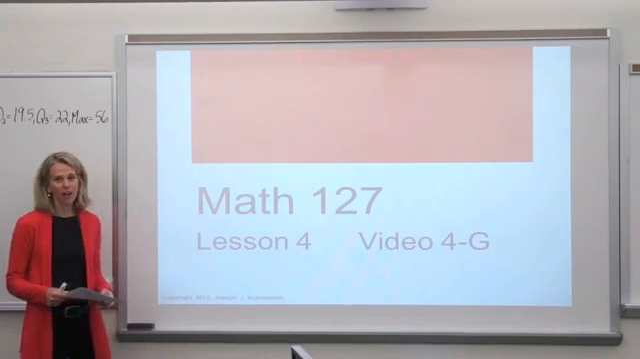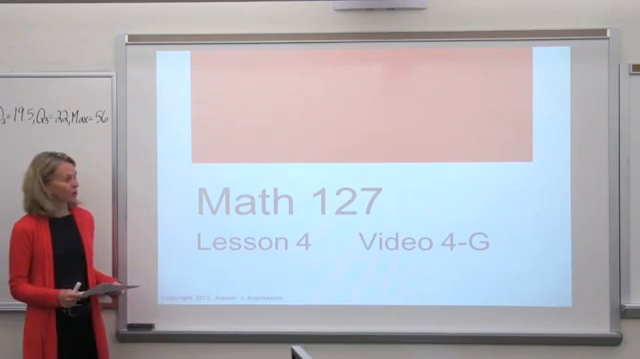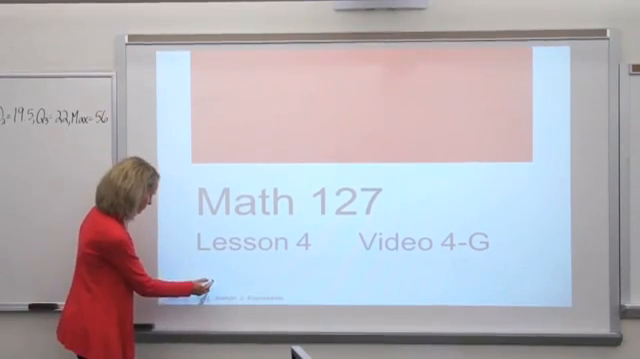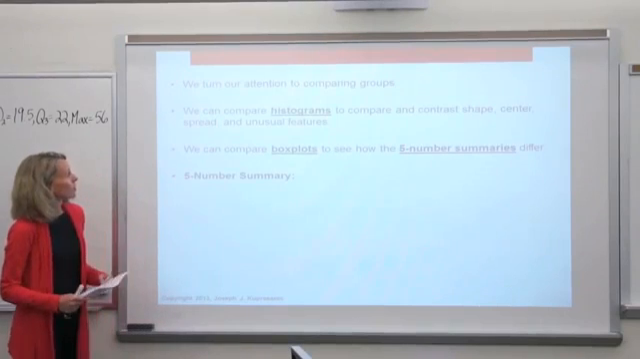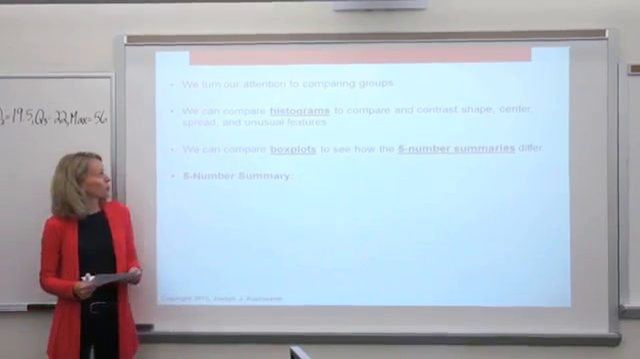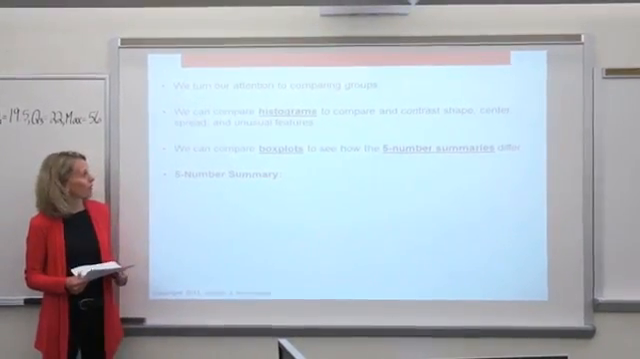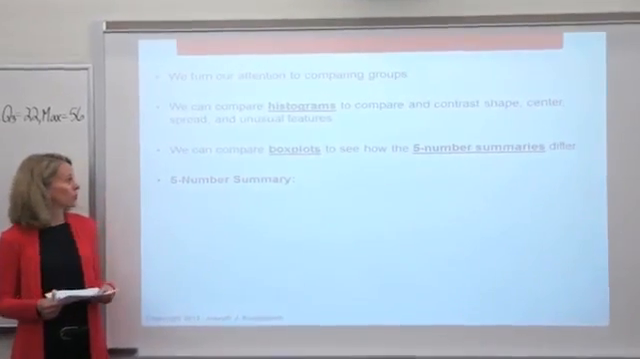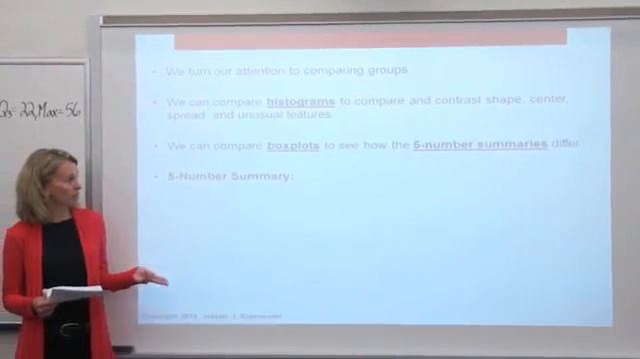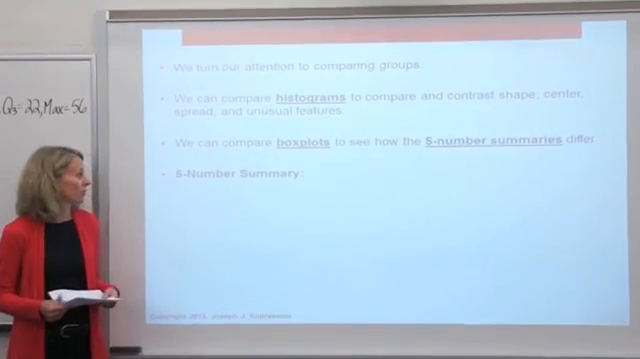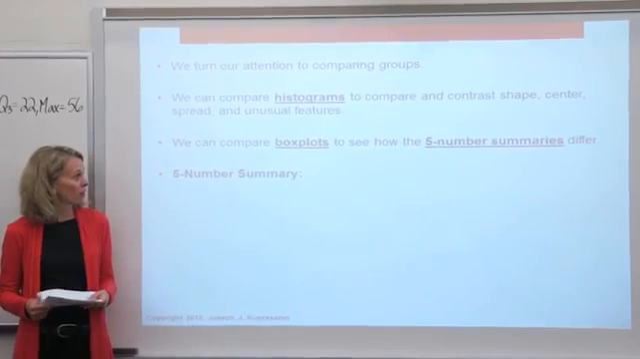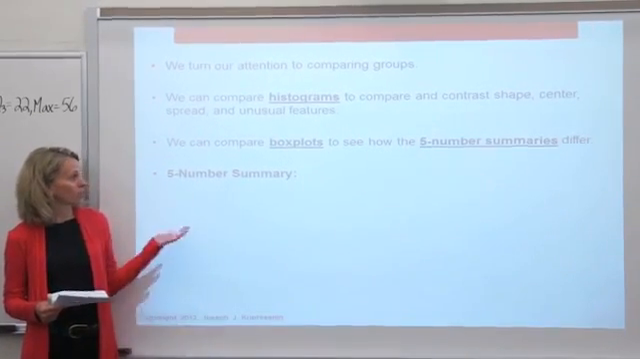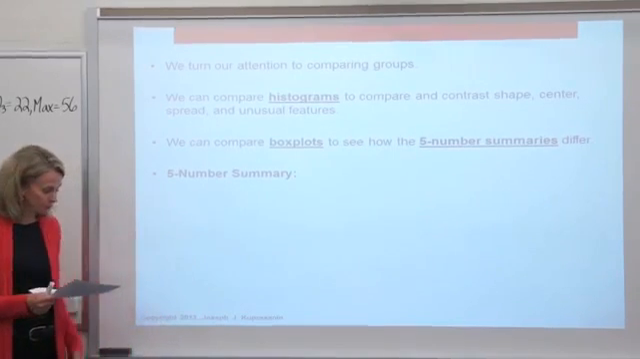We're going to start looking at the 5-number summary as well as a rule of thumb for determining if you have outliers in a data set. So when we want to compare groups, we can look at histograms to compare and contrast shape, center, spread, and unusual features. And we can use box plots to see how the 5-number summaries differ. So today we're going to go over the 5-number summary. In the next video you'll learn about how to construct a box plot based on information from this video.